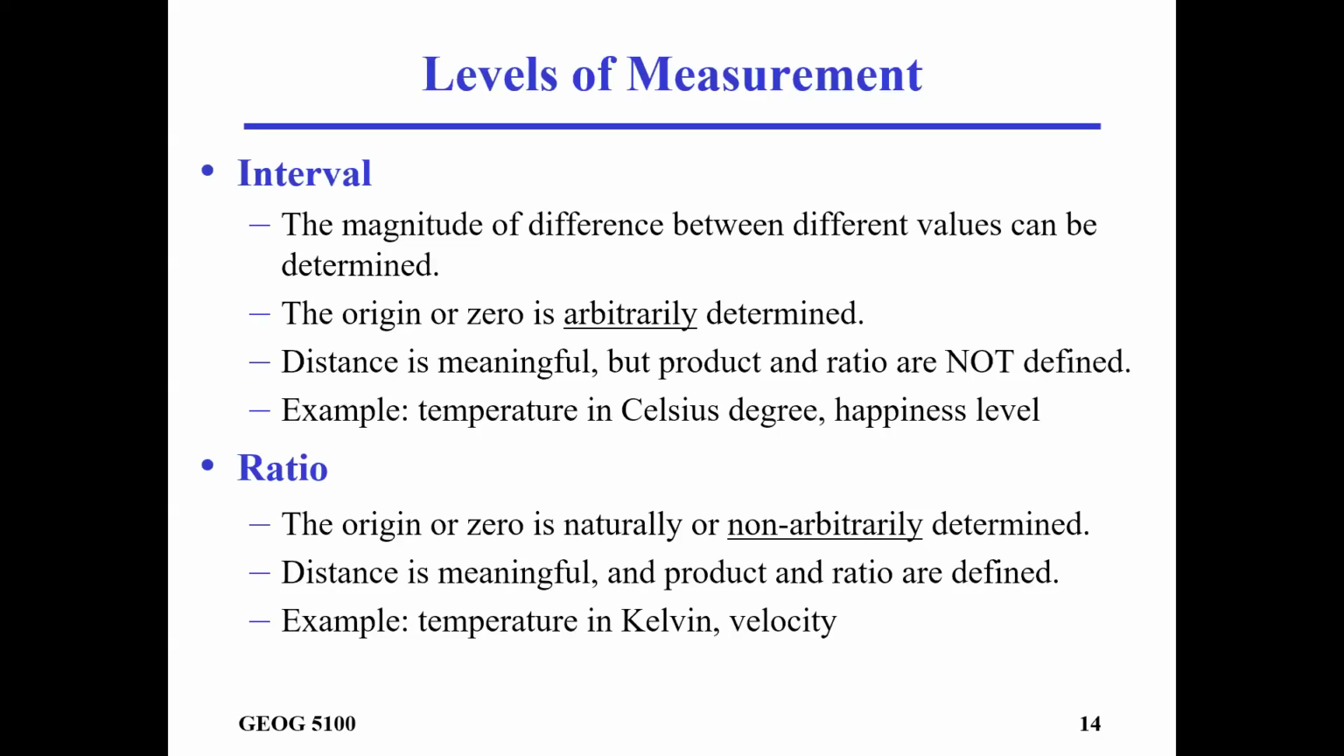Okay, next level, the highest level of data, ratio. The origin of 0 is naturally or non-arbitrarily determined. Distance is also meaningful, and product and ratio are defined. For example, let's talk about population. Say city A has 0 population, which is not possible. I know. Let's just assume that, right? There is a ghost city. There is no population there. This 0 is absolute, is non-arbitrary, because there is no people. There is nothing.